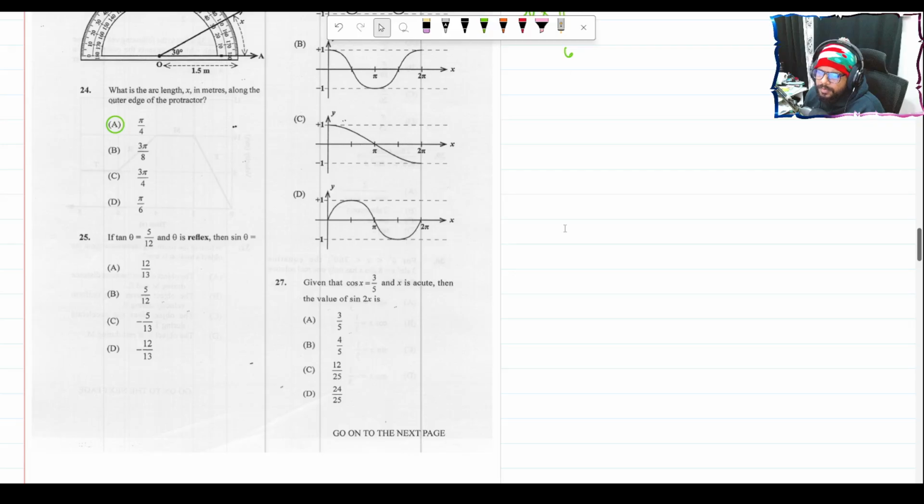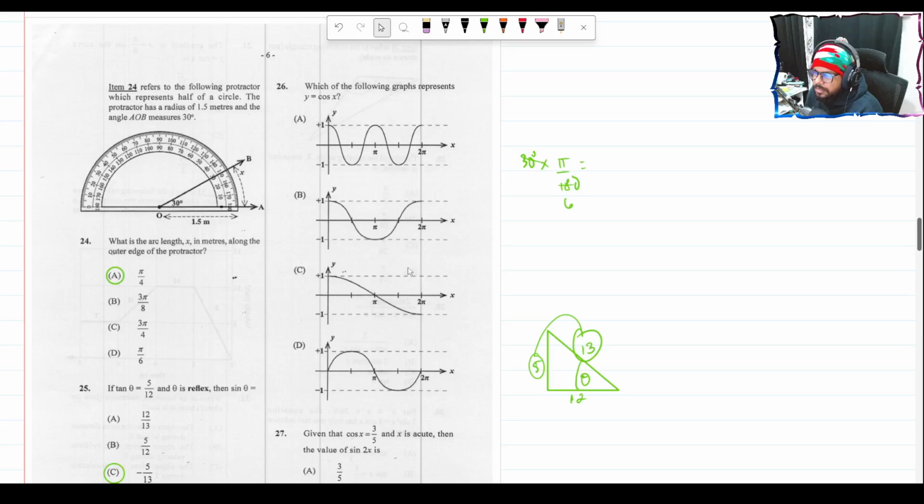Tan theta is 5/12 and theta is reflex, then sine theta is... Now if theta is reflex, theta is going to be more than 180 degrees. Cool? Given that it's more than 180 degrees, I'm looking for a negative value for sine, because sine is going to be negative in quadrants 3 and 4. So if this is theta, tan theta is opposite over adjacent, 5 and 12. You all should realize a Pythagorean triplet triangle. Sine theta is 5 over 13, opposite over hypotenuse, but it's going to be negative.